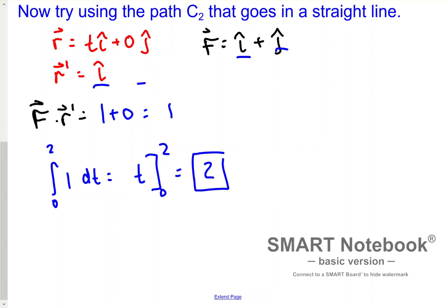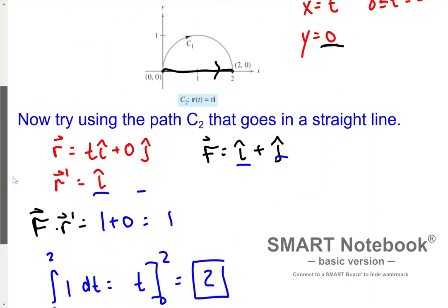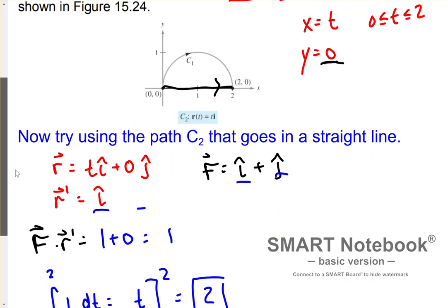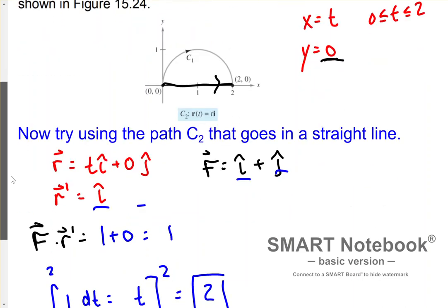This is different than the other problem, by the way. Just happened to come out as an answer as 2 again. Okay, so I really kind of liked that problem using that path. So if you can think of a smart path that's going to save you lots of work, go for it.